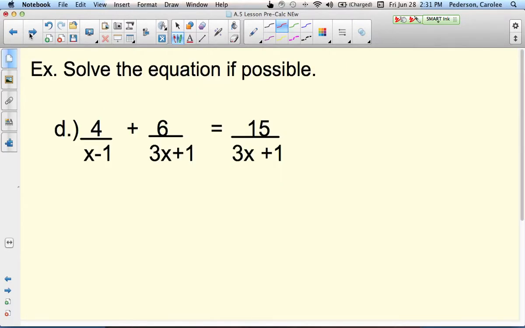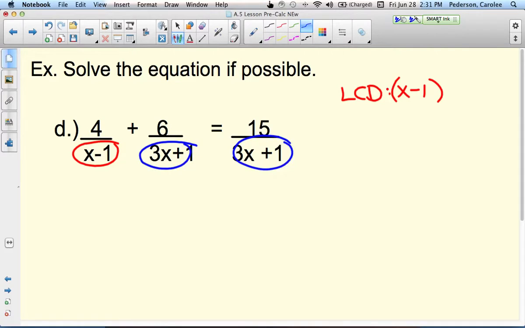Solve this equation if possible. This is a little more challenging because the LCD is a little bit harder to see. I want to get rid of those denominators, so the LCD is going to be two pieces. It's going to be this, x minus 1, and 3x plus 1.